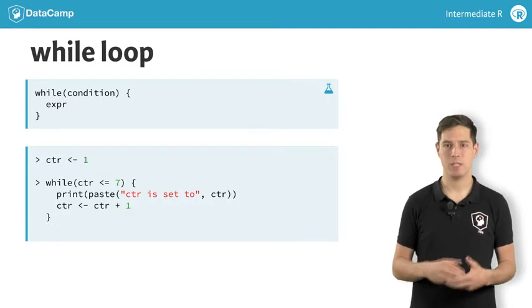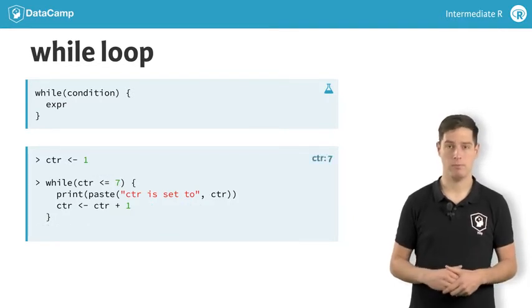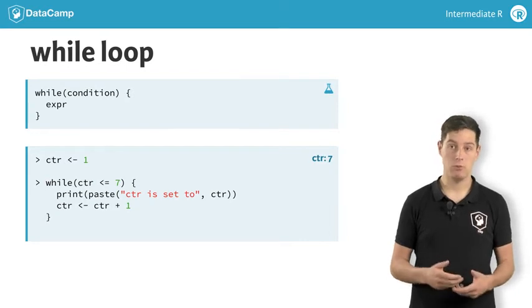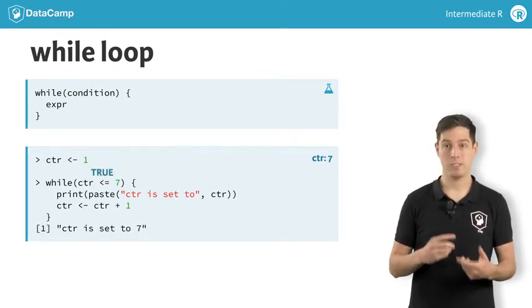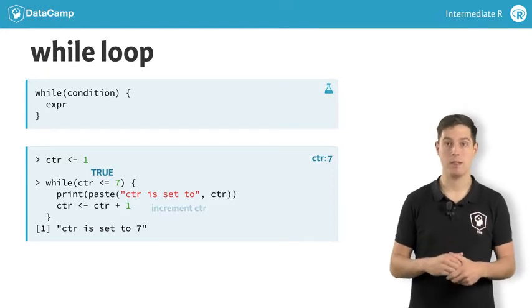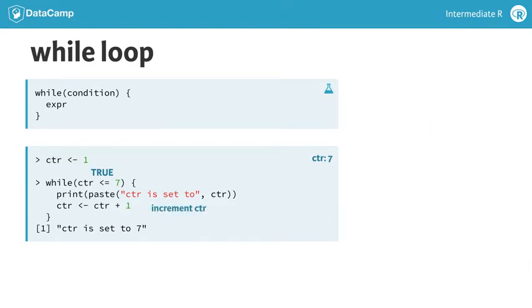But what happens after ctr is set to 7 on the 6th run? R checks the while loop's condition. It's still true because 7 is less than or equal to 7. R prints out "ctr is set to 7" and then increments the ctr. Now the condition will be checked once more, but this time ctr will be equal to 8, which is greater than 7, so the condition evaluates to false, forcing R to abandon the while loop.